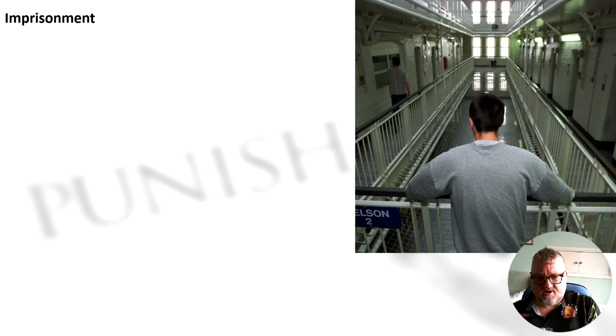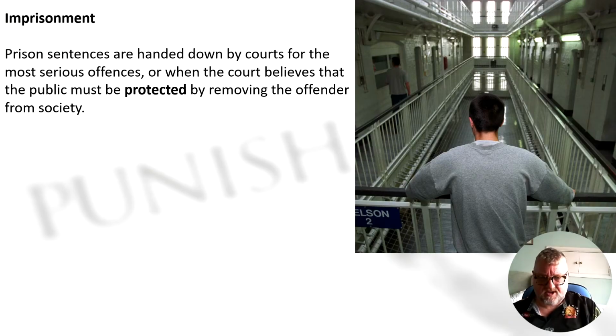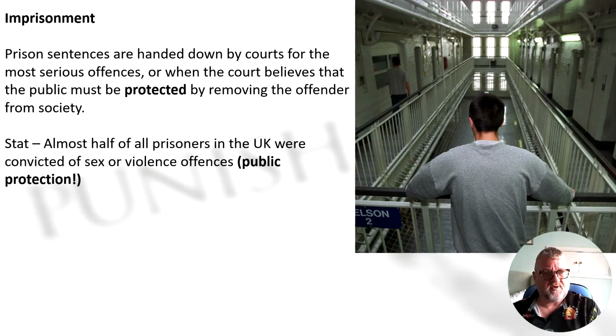So if we start with imprisonment, okay, the most serious form of punishment that can be given. Prison sentences are handed down by the courts for the most serious offences. Remember, it's right at the top, so the most serious offences carry a prison sentence. And generally, it's for a serious offence or when the court believes that the public needs to be protected from the offender by removing the offender from society.